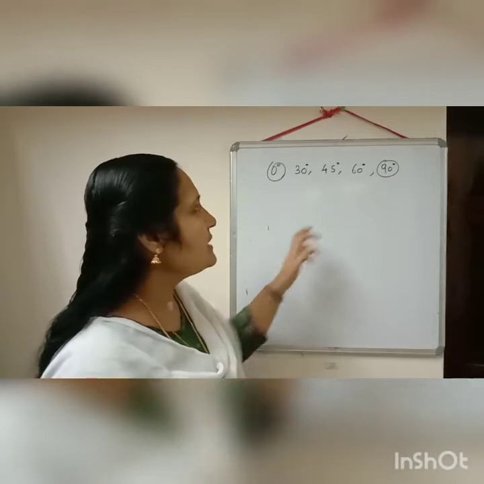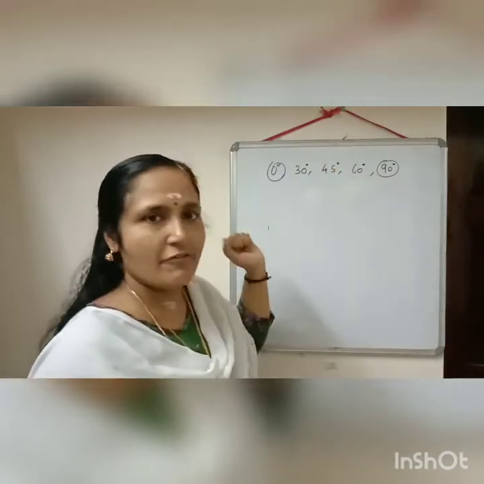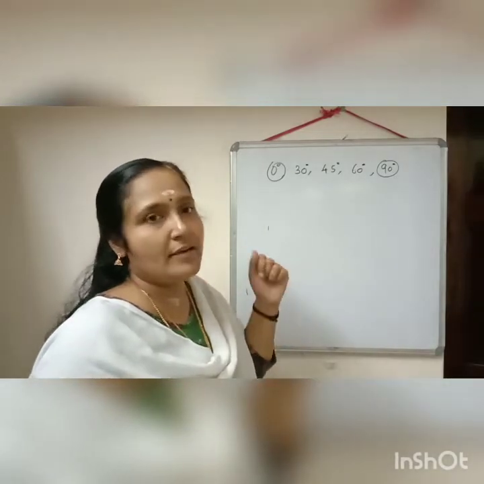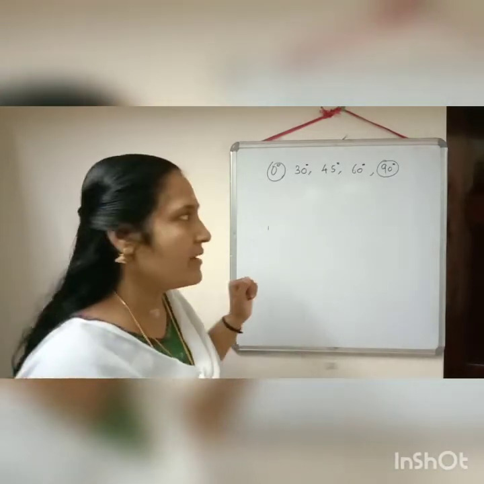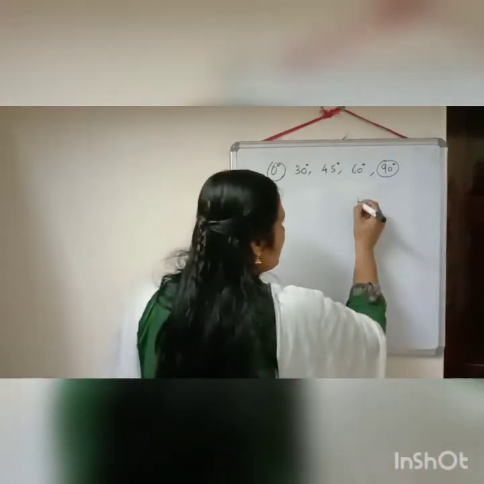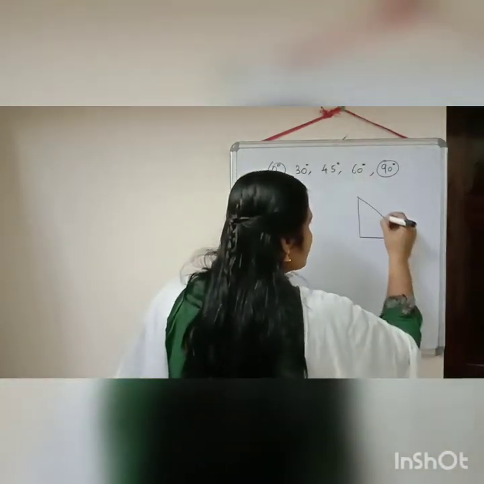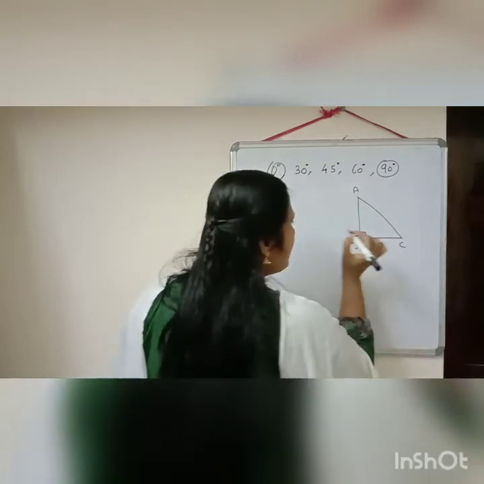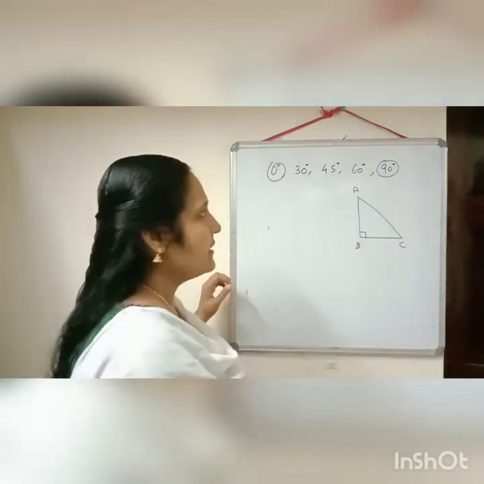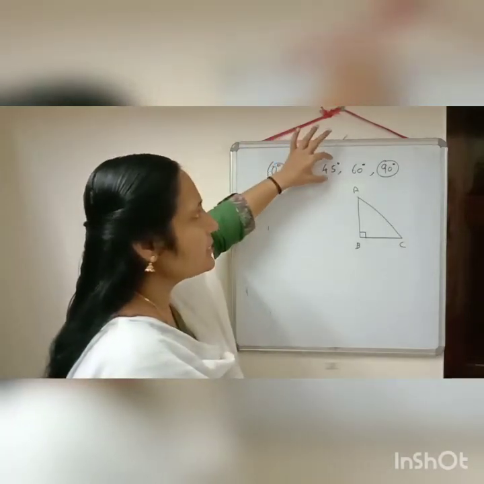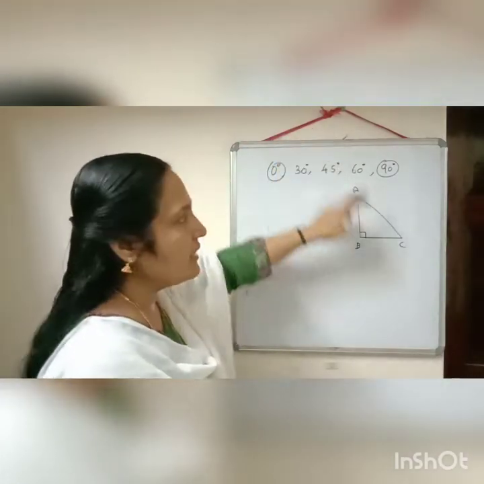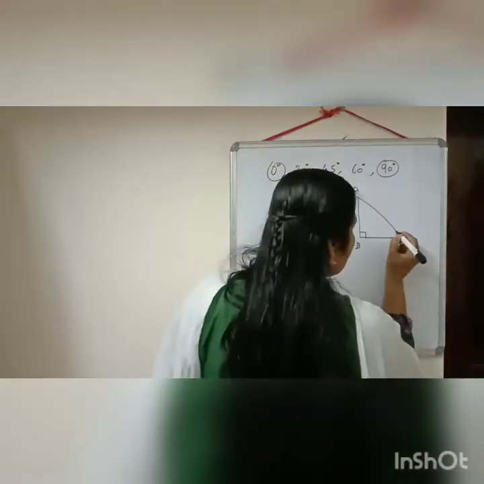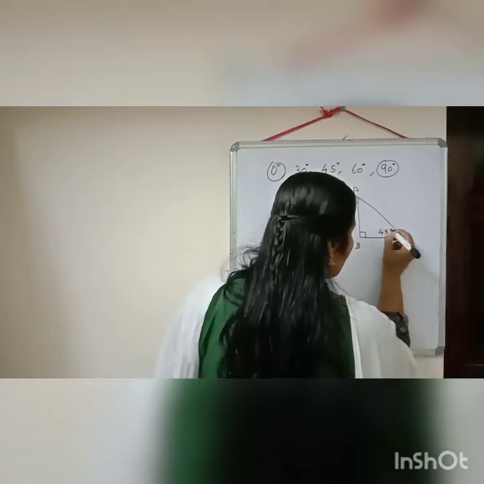So we'll start with the easy one, that is 45 degree. As you all know, the concept of trigonometry we can use in a right triangle only. So first we will draw a right triangle ABC. Suppose I have drawn a right triangle ABC, and angle B I have taken as 90 degree. And since we need the trigonometric ratios of 45 degree, one angle should be equal to 45 degree. So suppose I am taking angle C as 45 degree.